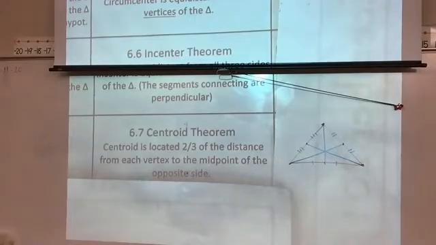Centroid is located 2/3 of the distance from each vertex to the midpoint of the opposite side. Centroid is located 2/3 of the distance from a vertex to the midpoint of the opposite side.